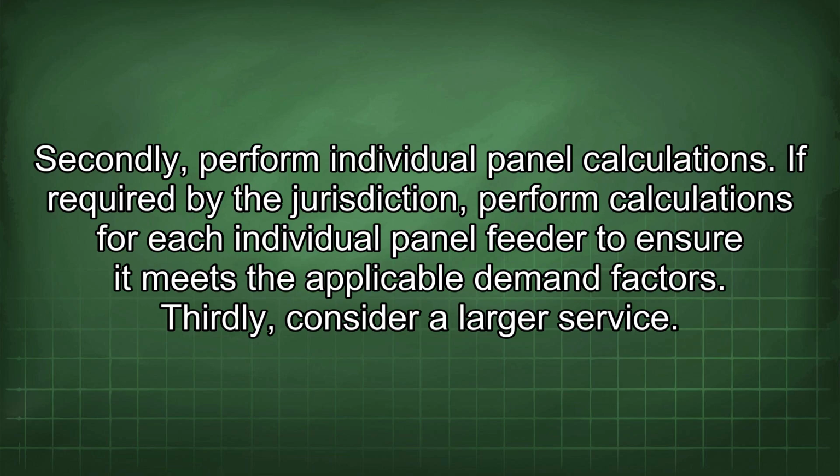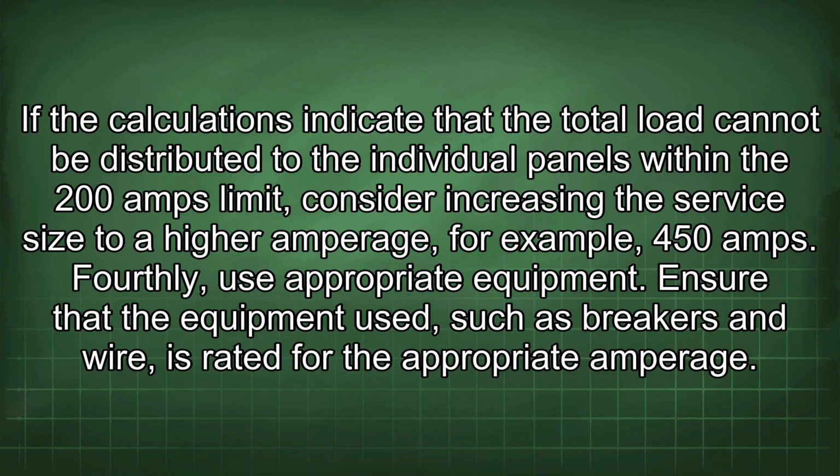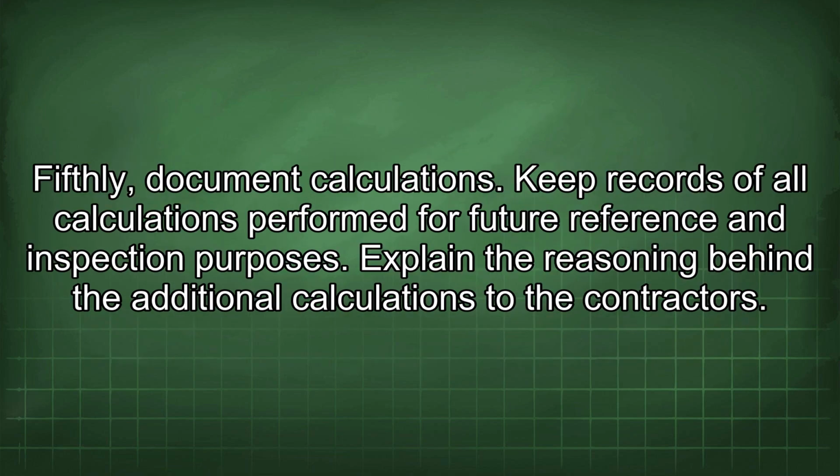Thirdly, consider a larger service. If the calculations indicate that the total load cannot be distributed to the individual panels within the 200 amps limit, consider increasing the service size to a higher amperage, for example 450 amps. Fourthly, use appropriate equipment. Ensure that the equipment used, such as breakers and wire, is rated for the appropriate amperage. Fifthly, document calculations. Keep records of all calculations performed for future reference and inspection purposes.